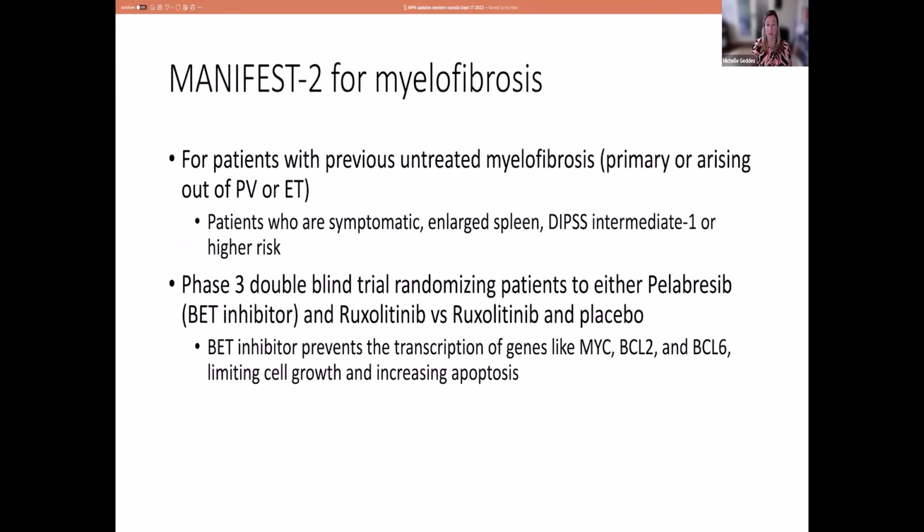So Dr. Villenueve mentioned the BET inhibitors, and so this study is also open in sites in Western Canada. So in patients with previously untreated myelofibrosis, and it can be out of the blue, or it can come out of an underlying polycythemia vera or essential thrombocytosis. It can be randomized to either ruxolitinib plus a placebo or ruxolitinib plus the BET inhibitor, pelabresib. So we're hopeful that this will improve response rates compared to just single therapy with ruxolitinib alone in these patients.